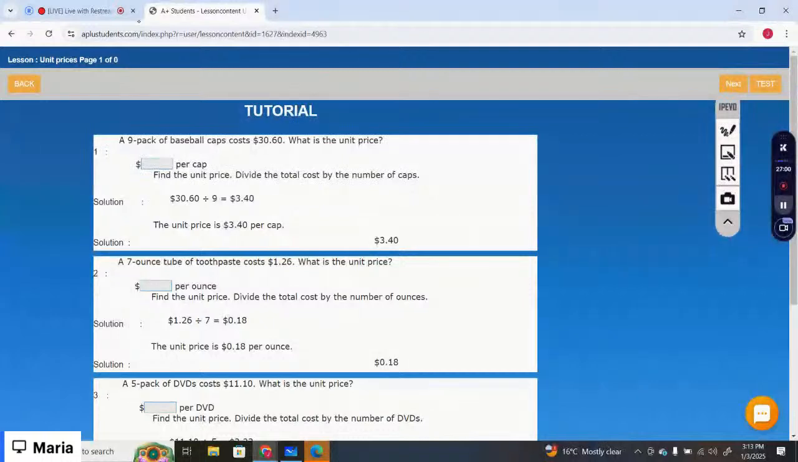So whenever you have to calculate the price of one thing, you have to divide the total cost given by the number of items, right? Let's just start with the test questions.